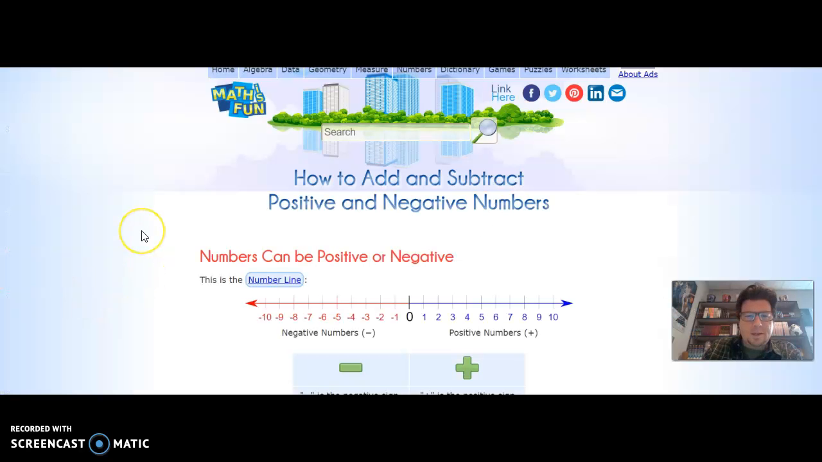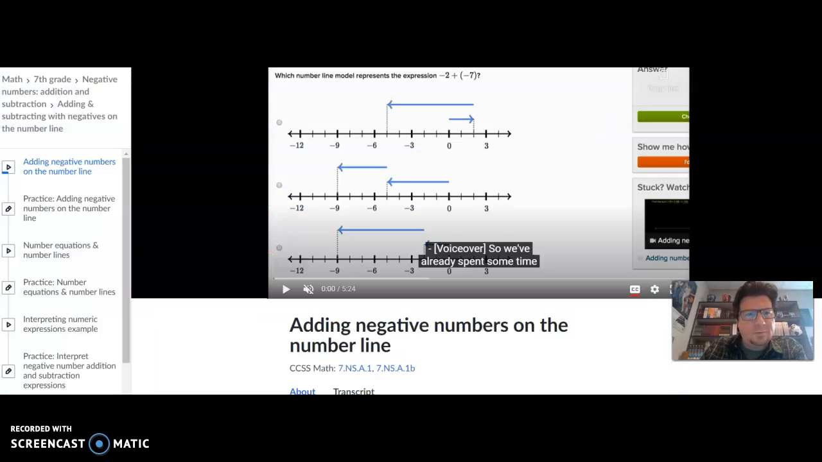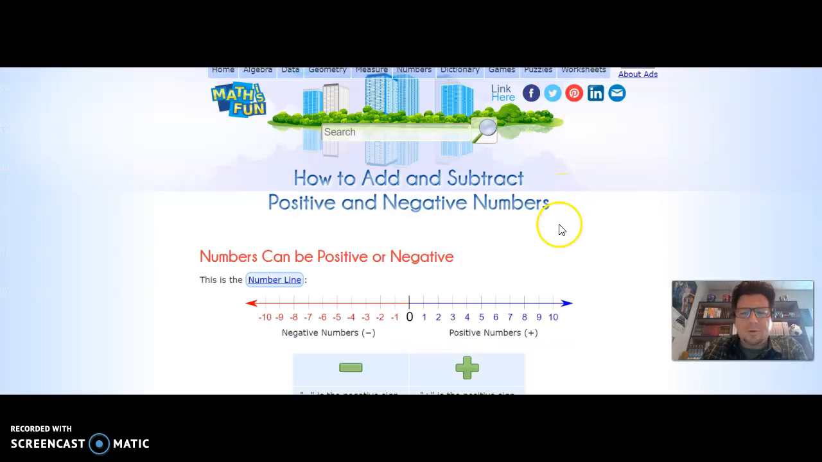After that, you're going to move on to adding negative numbers on the number line. That might sound a little bit confusing, adding negative numbers. How do you do that? Well, here we go. How to add and subtract positive and negative numbers.